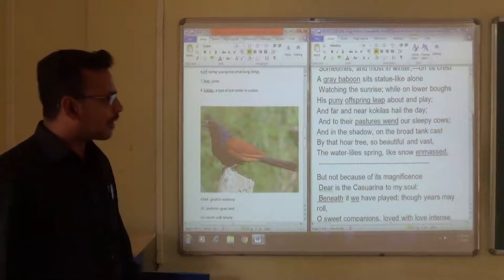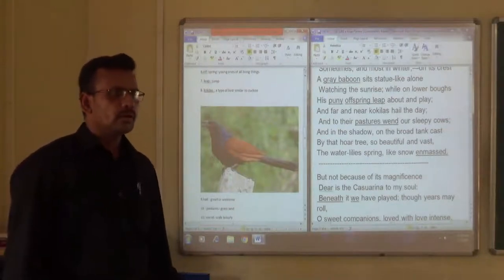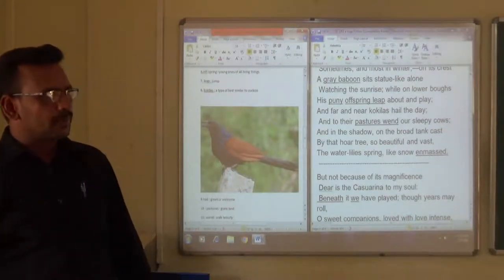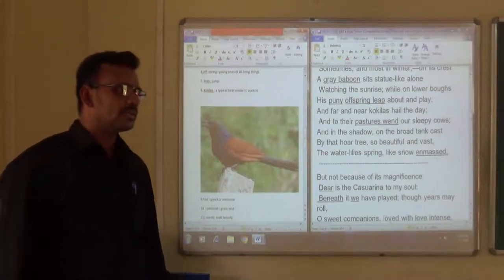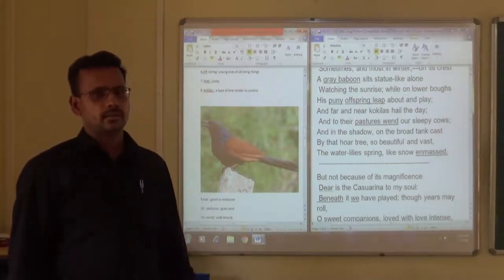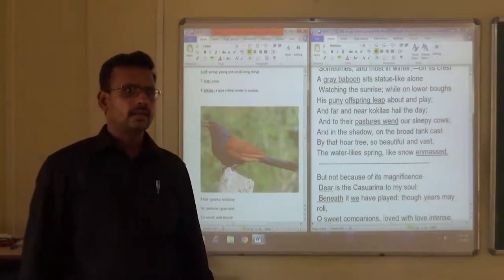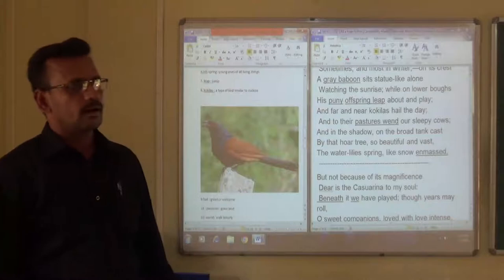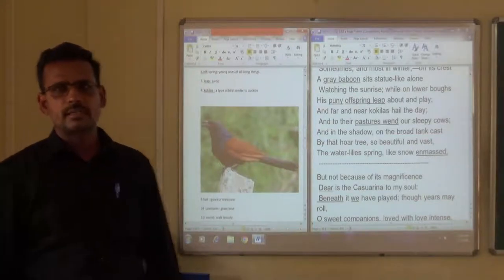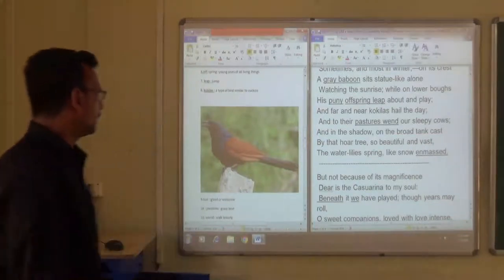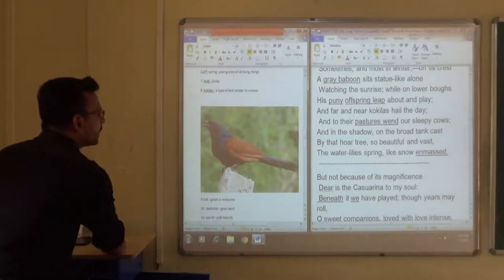So in the early morning, the cuckoo bird greets the day, welcoming it with its sweet and melodious voice. This was noticed by the poet through the casement, and he spent most of his time noticing the Casuarina tree.